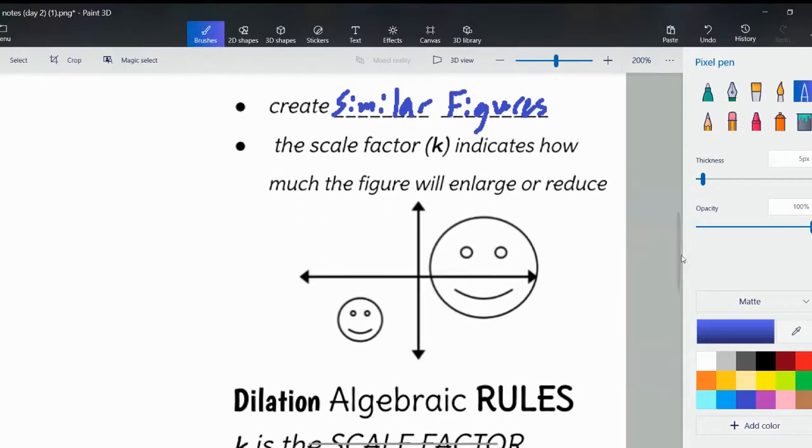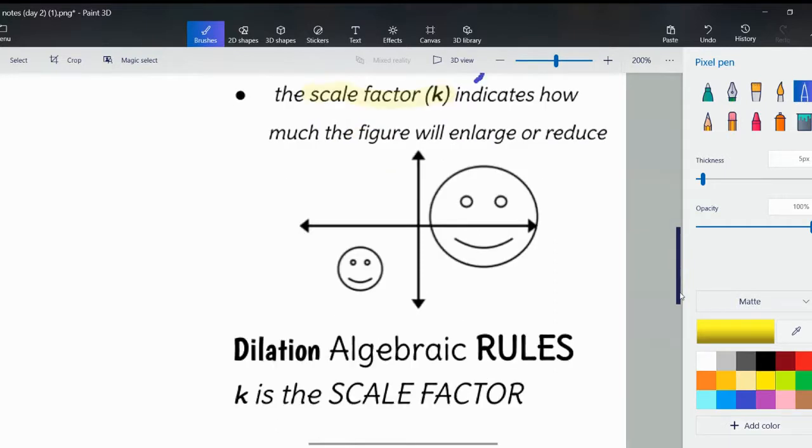And the scale factor K, we're going to highlight that. I'm going to put my header. There we go. Okay, so the scale factor K is going to indicate how much the image will enlarge or reduce. All right, so K is going to be a value. It's going to be a number. And that number is going to tell us if it's going to get bigger or smaller and by how much.